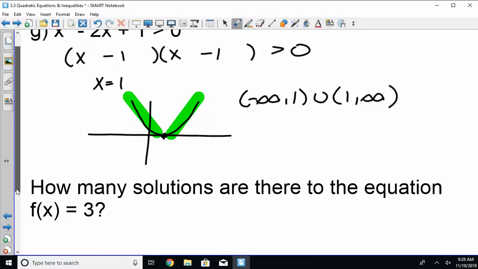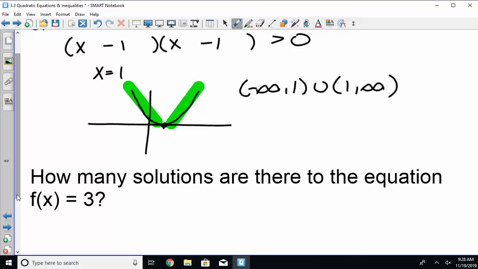Last question. In relation to this graph, how many solutions are there to the equation f of x equals 3? F of x is the same as what variable? Y. Y equals 3 is what kind of line? A horizontal line. If I drew in that horizontal line at 3, how many times does it hit my graph? 0. Oh, I thought you meant that. 2. I wanted to know how many times that line would hit my parabola. So it happens twice. So I might ask you some questions like that.